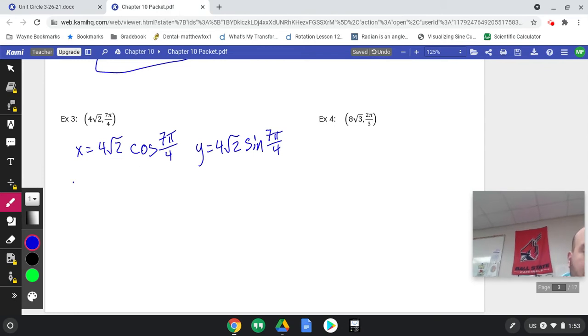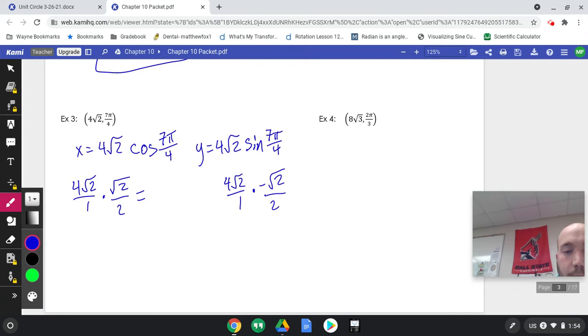So 4 square root of 2 over 1 times square root of 2 over 2. Where this one will be 4 square root of 2 over 1 times negative square root of 2 over 2. So across the bottom is easy. 1 times 2, that's clearly 2. Across the top, think of it as 4 times 1, and then square root of 2 times square root of 2 gives us 2. So 4 times 2, that total will be 8. Hopefully you know 8 divided by 2 gives us 4.